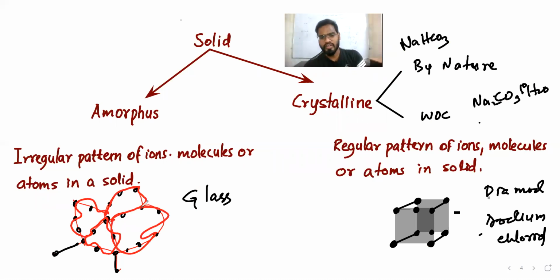Okay, anything amorphous solid, right? Amorphous solid means irregular patterns of ions, molecules or atoms in a solid, right? That is known as amorphous. What is crystalline? It has a regular pattern, right?